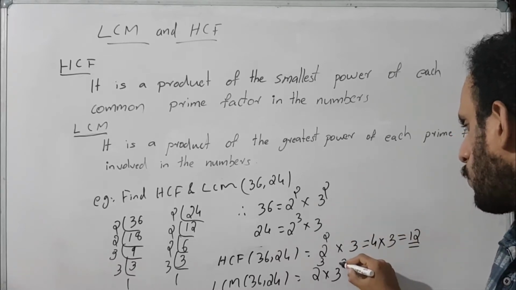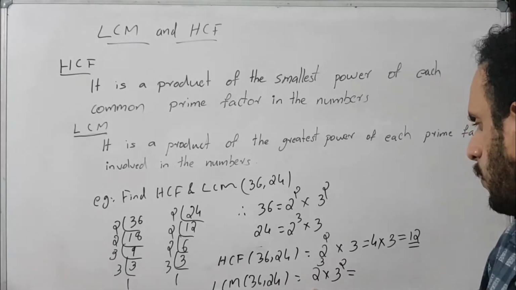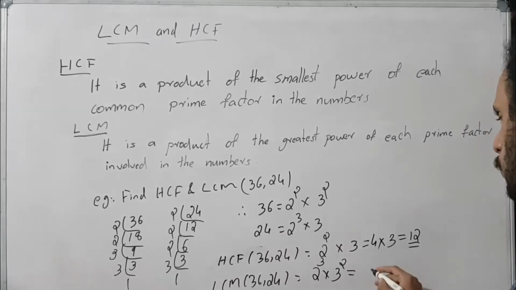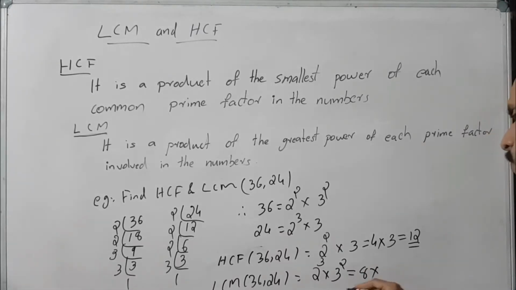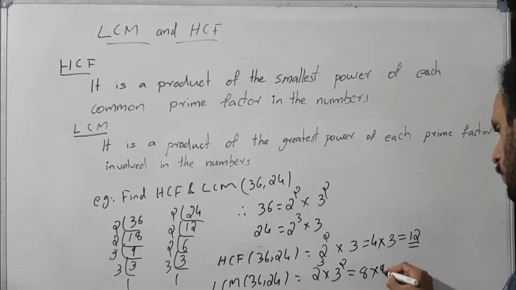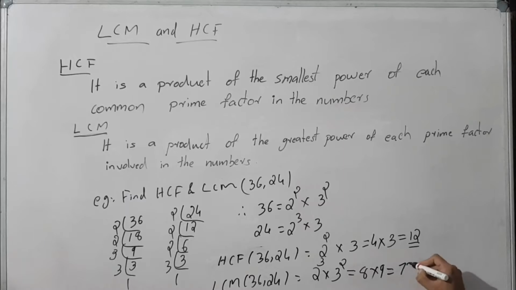Then 3 raised to 2 is equal to. Correct? Then 2 cube. What is 2 cube? 2 into 2 into 2 is equal to 8. What is 3 square? That one is 9. Then what is the LCM of 36 and 24? The product of 8 and 9. That one is 72.